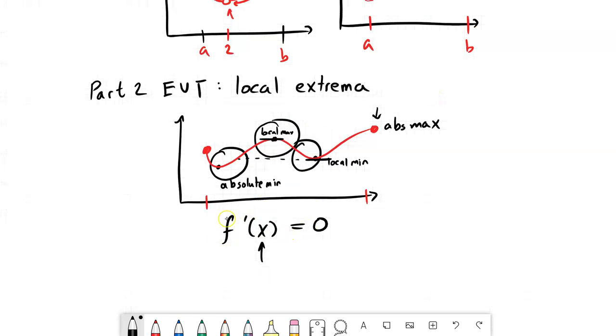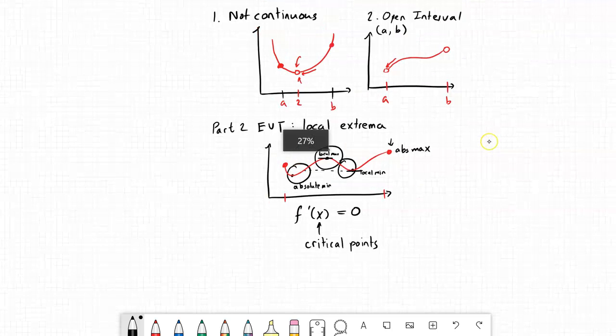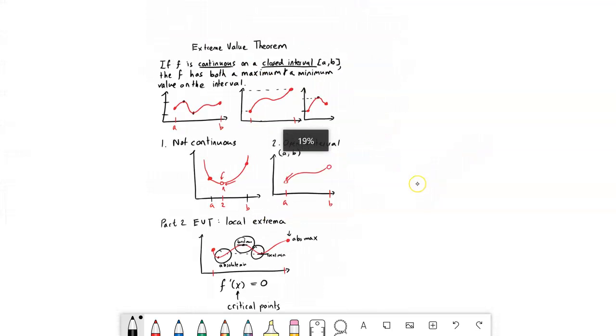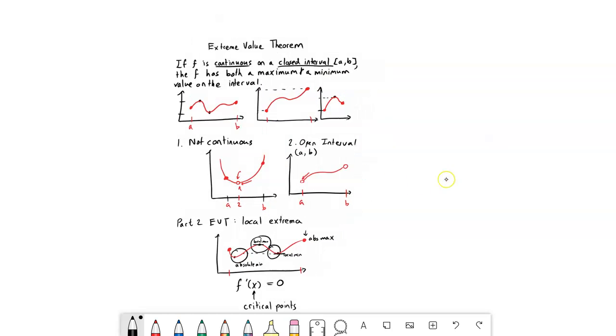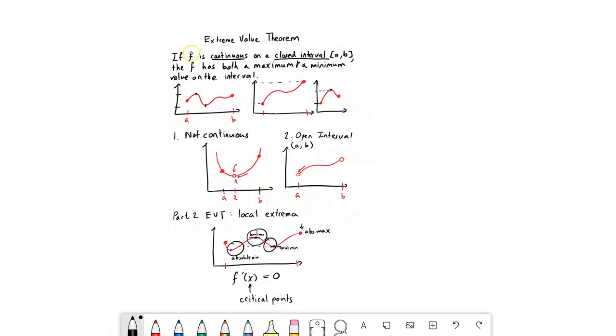So we have this first fact that we can find points where the derivative is 0, and those can be either a local max or a local min. We call these critical points, because these are values where there's going to be a possible extrema. We're going to get to more detail about that, but we're just looking at the basics of the extreme value theorem. So again, just a recap: continuous and closed.